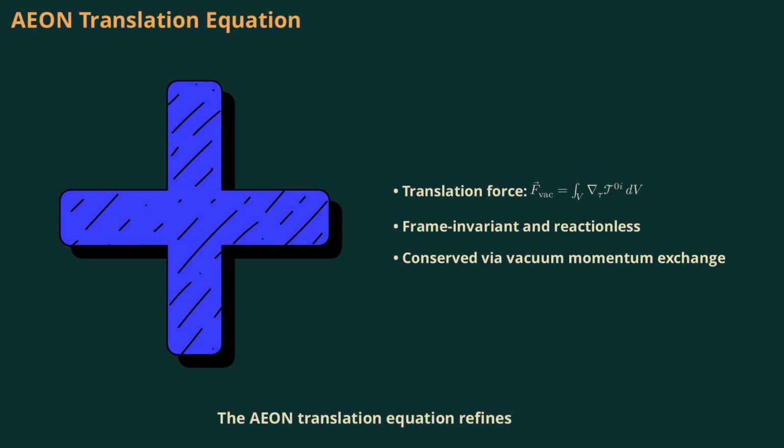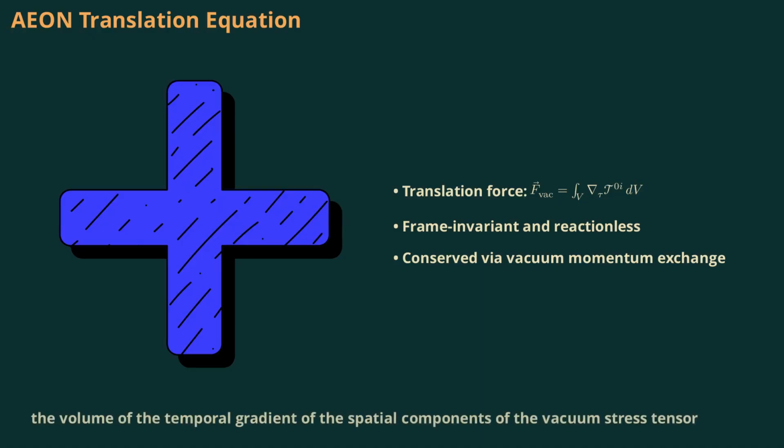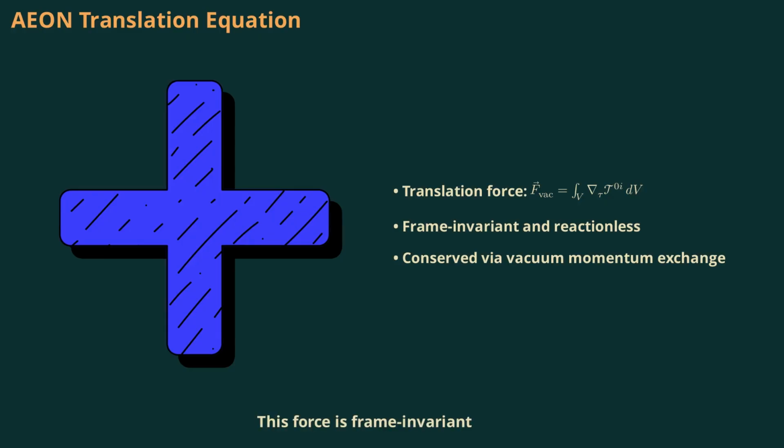The AEON translation equation refines the concept of vacuum-induced force. It states that the net force experienced by the system is the integral over the volume of the temporal gradient of the spatial components of the vacuum stress tensor. This force is frame-invariant, meaning it does not depend on the observer's perspective and is reactionless in the classical sense. Instead, it is conserved through the exchange of momentum with the vacuum itself, providing a theoretical basis for advanced propulsion.